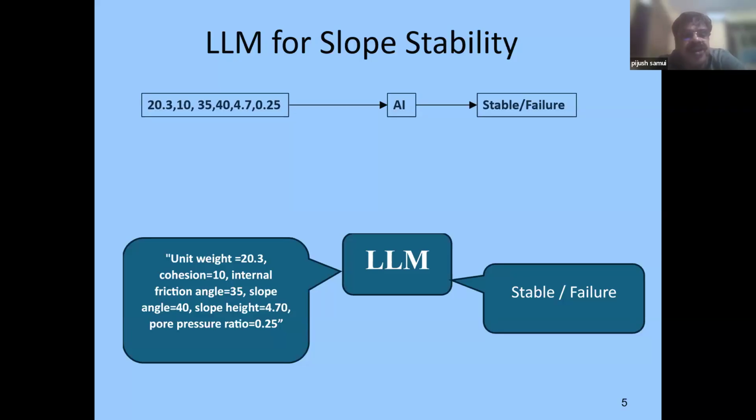For example, 20.3 and 35, what they mean, the model doesn't know. It has taken them as just a number. So the LLM will give you that, so that people will understand, and that the AI model can understand what type of input you are giving to the model.